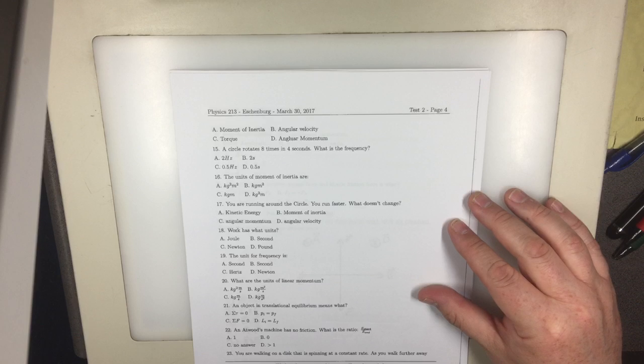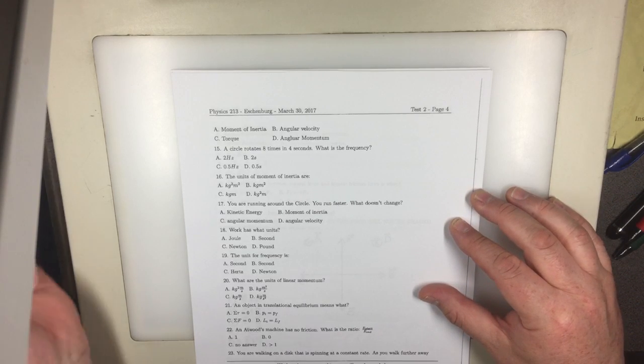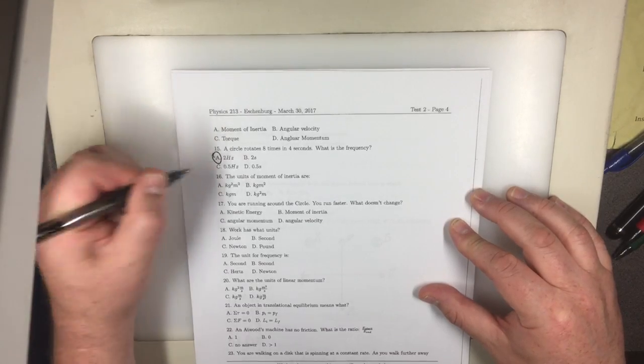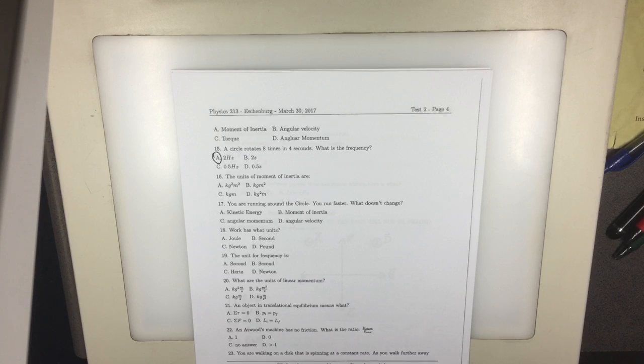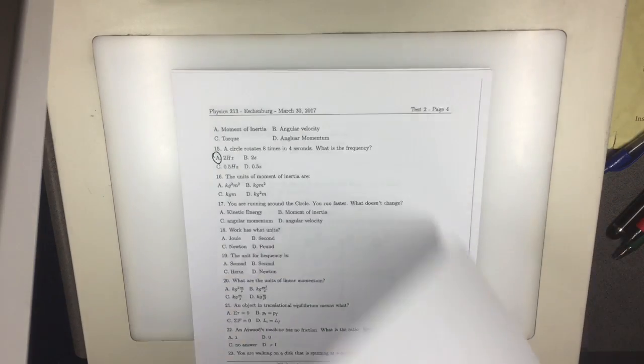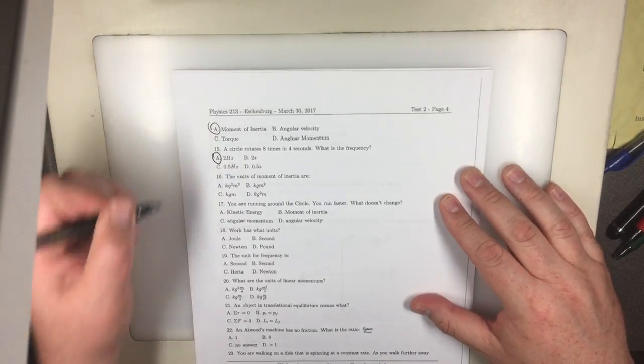Circle rotates 8 times in 4 seconds. What is the frequency? 2 hertz. Oh, we didn't answer your question, interrupted me. Rotational mass is what? Moment of inertia.